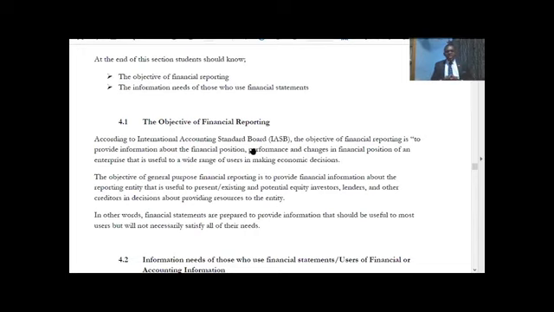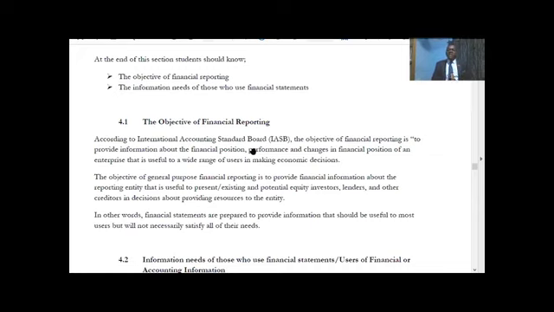And again, we are saying that financial statements are prepared to provide information that should be useful to most users, but will not necessarily satisfy all of their needs. Now, when financial statements are prepared, they are termed as general purpose, in that they are not prepared to satisfy any specific user's needs.